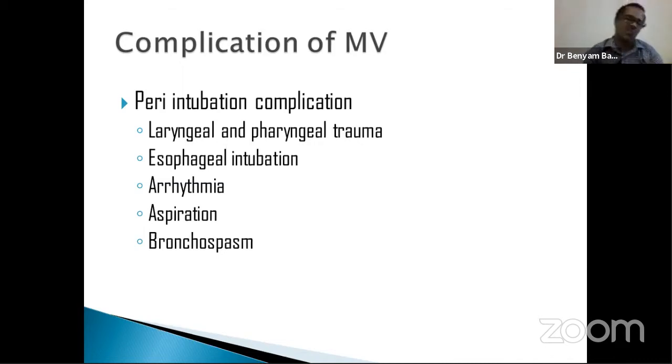The initial complication could be pre-intubation or peri-intubation complications. That could be due to the drug we use or the approach we used to secure ET tubes. So that could be laryngeal or pharyngeal trauma, esophageal intubation, well, the ET tube is not placed in the trachea but in the esophagus, or arrhythmia could be another cause, could be the drug we used or manipulation of the airway could cause vagal response and cause arrhythmia. And aspiration, if a patient is not fully sedated or paralyzed, then he might vomit, so aspiration might be there. The other one, bronchospasm associated with the drug, especially if you're using ketamine and rapid sequence intubation, so they could cause bronchospasm.